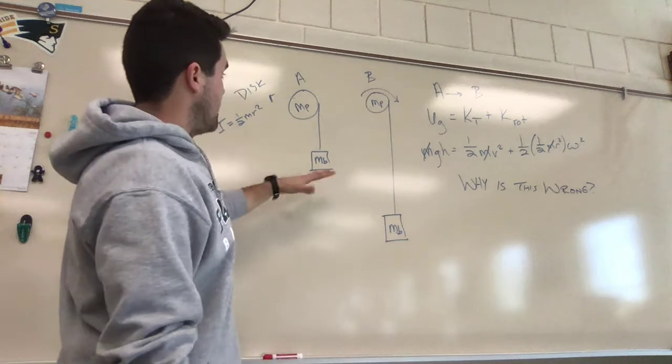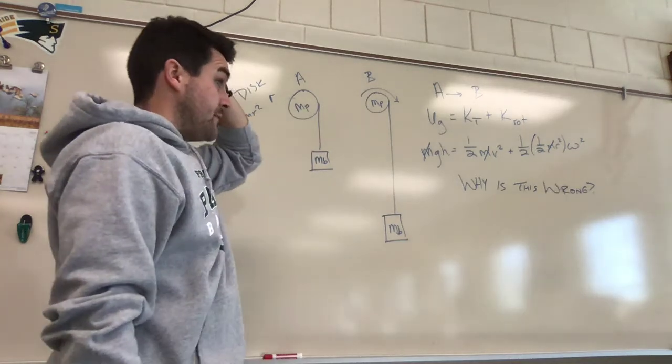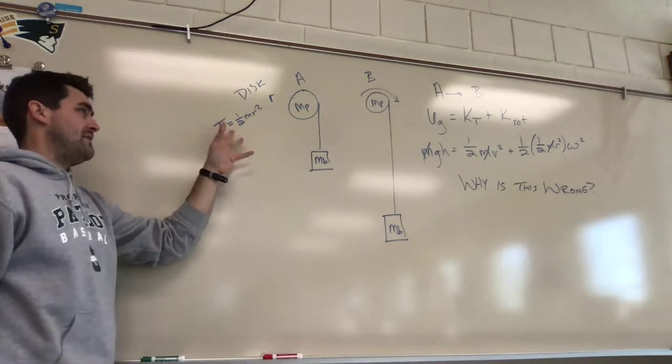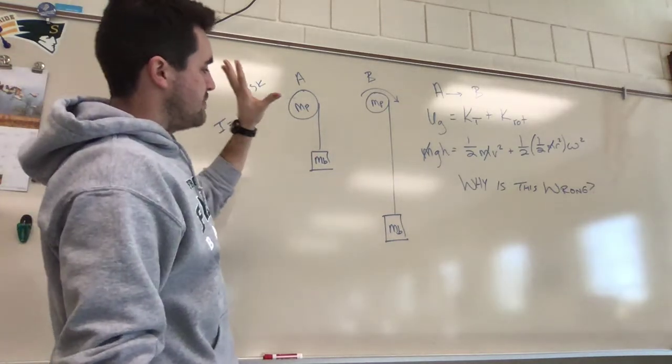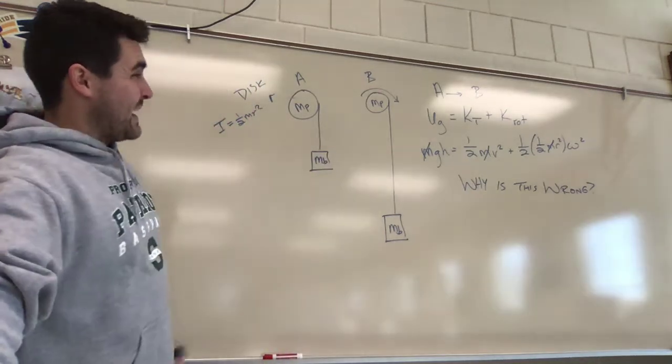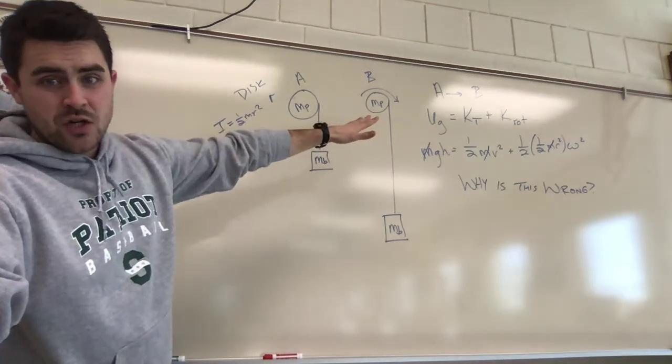I started with this problem where there's a pulley and a mass hanging from it. At part A, the pulley is a disk, so its I value is 1/2 mr squared. And then I drop this mass. When I drop the mass, the pulley starts to rotate. And I asked students to write me a conservation of energy expression.